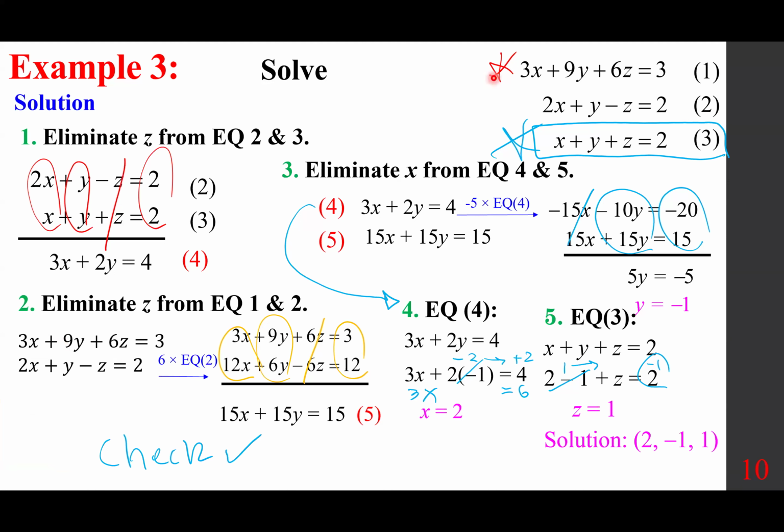What do you check? You don't check it with the third one because you used that one to get to the last variable. You check it with this one. 3 times 2, 6. 9 times negative 1, negative 9, they add up to negative 3. 6 times 1, positive 6, they add up to 3. I'll leave it for you to check with this equation. Make sure you check your work, everybody. Has to be checked.